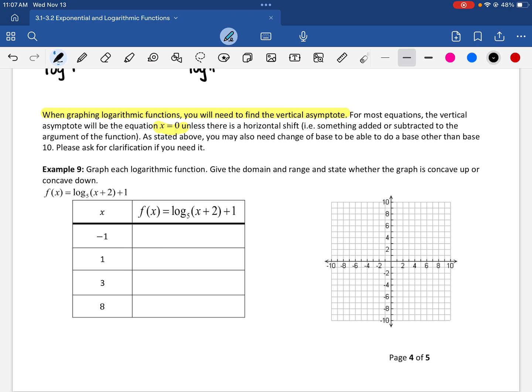The first thing I see here is that this one is going to have a vertical asymptote different than x equals 0, because it's got that x plus 2 there. The easiest way to figure that out is to take x plus 2, set it equal to 0, and solve. So we're going to get a vertical asymptote at x equals -2, and I will graph that. Like we did for the exponentials, we're going to plug each of these x values in, see what we get, and graph those.